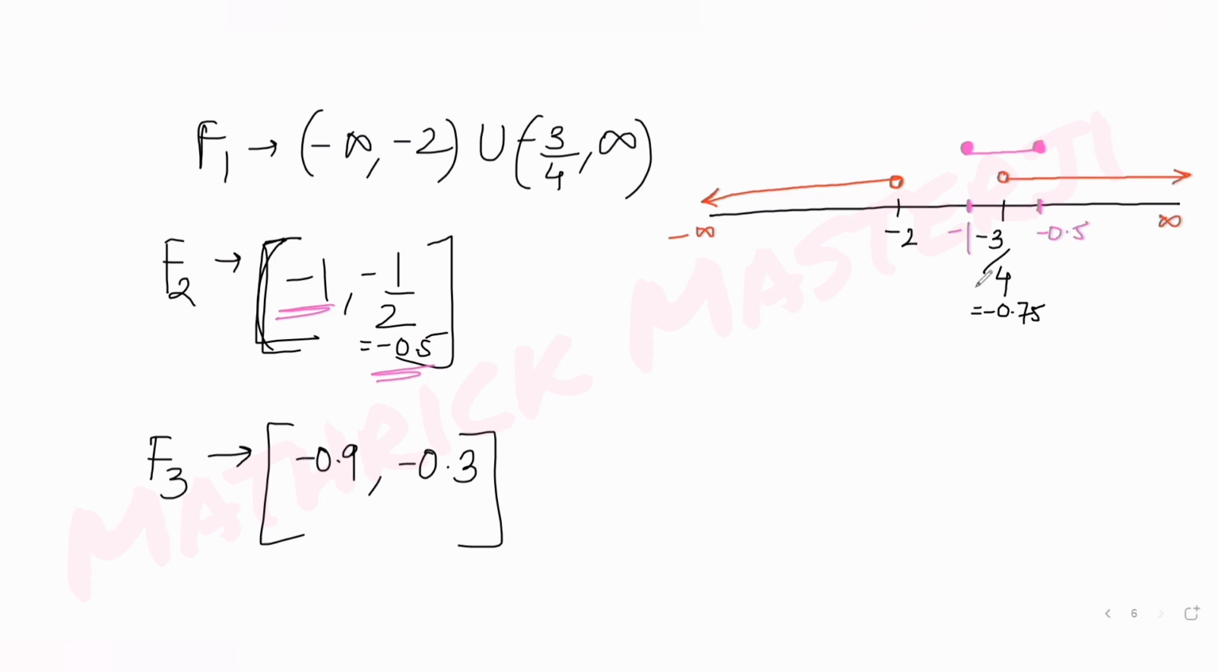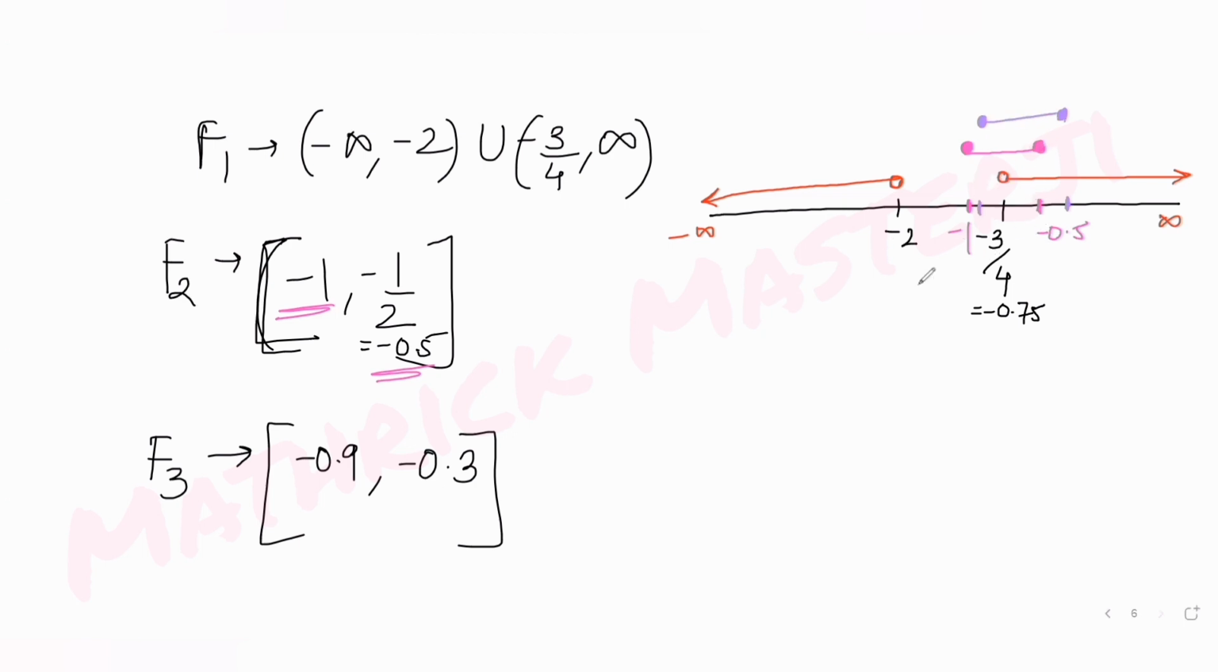And the third solution set, if you see, goes from minus 0.9 to minus 0.3. So minus 0.9 would be somewhere here close to minus 1. Just greater than that, and minus 0.3 would be to the right of this. So this is your third solution set.